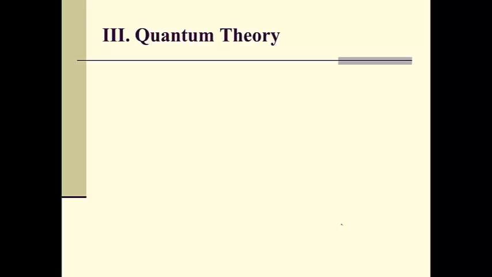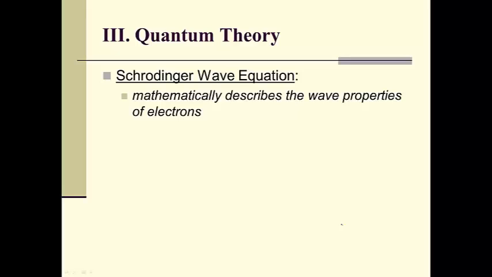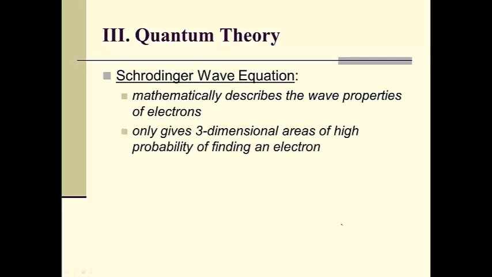So remember, we're trying to figure out where the electron is. Well, what's the problem? Well, the Schrödinger wave equation comes along and says, we can mathematically describe the properties of an electron, but it doesn't tell you where it is. It gives you a three-dimensional area of high probability of finding an electron. And that's good enough because we don't really need to know where it is. We just need to know an area where it's probably going to be.